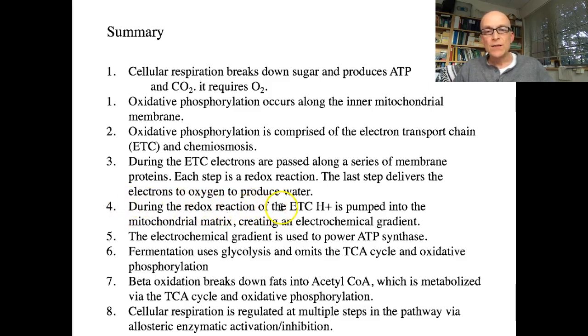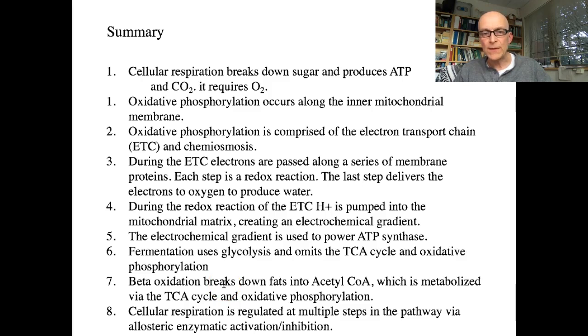During the redox reaction, the electron transport chain pumps hydrogens through the mitochondrial matrix. That creates the electrochemical gradient. That gradient then powers ATP synthase. And that is what oxidative phosphorylation is. And then also we discussed fermentation. We talked about beta-oxidation.